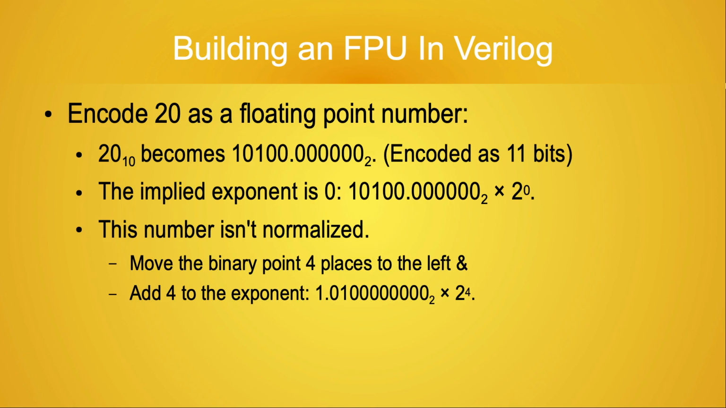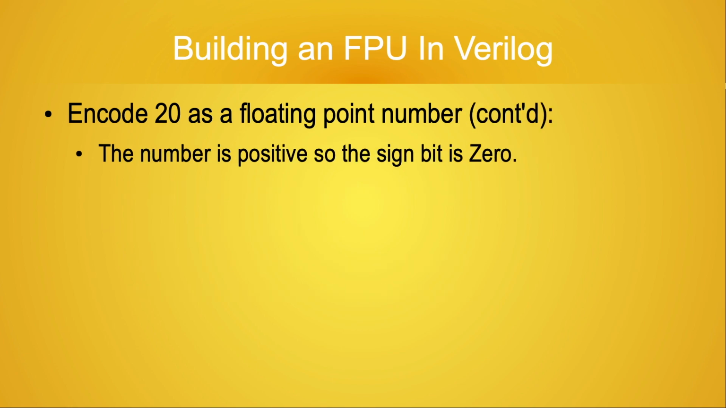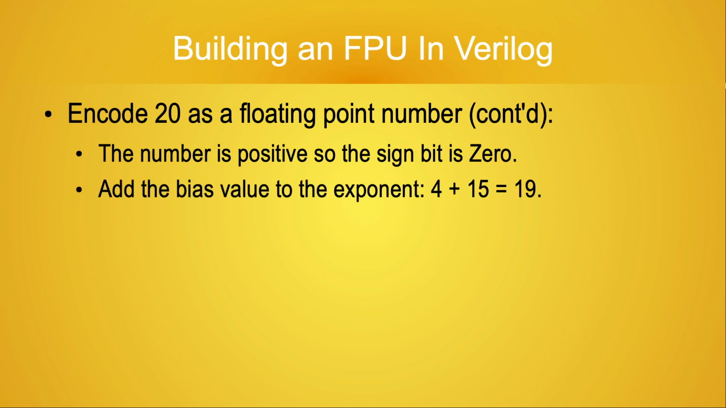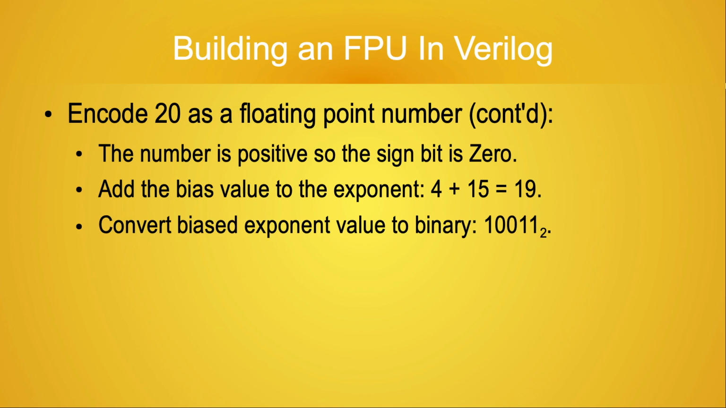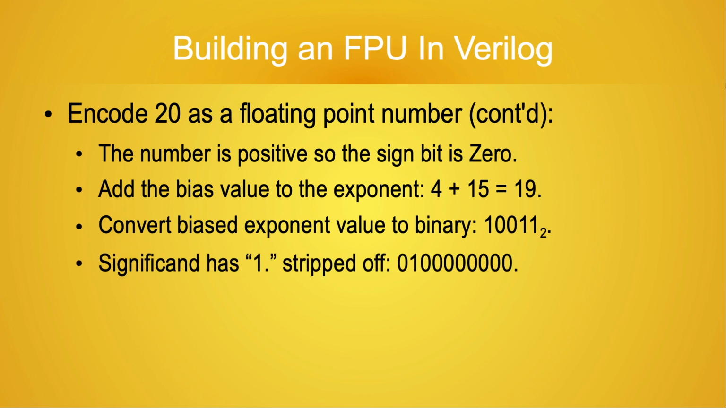Let's code this into a 16-bit floating point number. To begin, the number is positive, so the sign bit is 0. Next we take the exponent value of 4 and add the bias value of 15. This is 19. 19 written as a 5-bit unsigned binary number is 10011. We never need to store the leading one digit in the significand field of a normal number, so our significand becomes 0100000000.